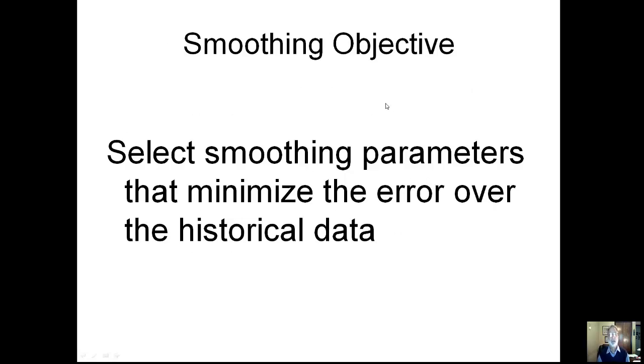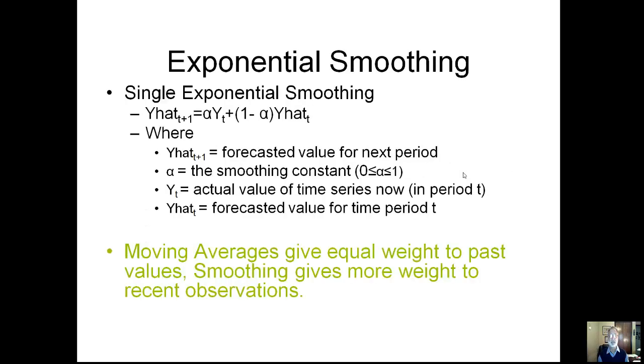Now, the smoothing parameters, and I'll show you what those are in a second. The idea is quite simple. I want to select these parameters here to be able to produce the smallest amount of error in my forecast.